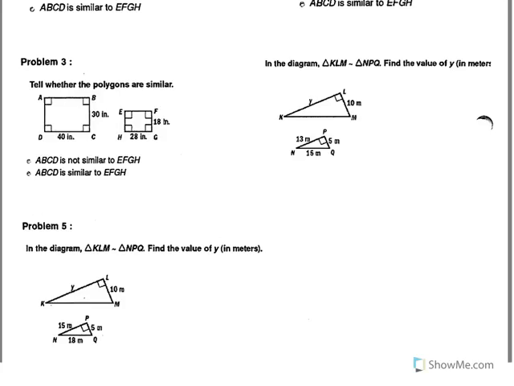Alright, look at number 3. You're going to set up this proportion. You're going to take this small polygon and set 18 equals 28 and find out what they correspond with. Alright, 18 corresponds with 30. And 28 corresponds with 40.